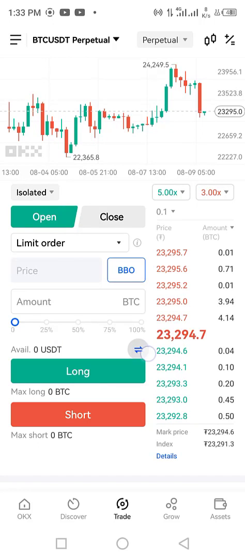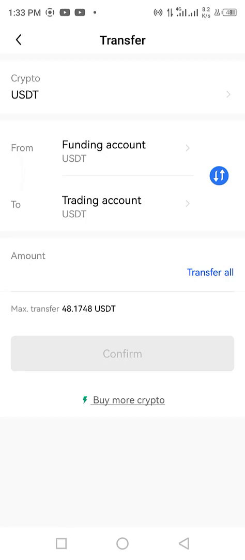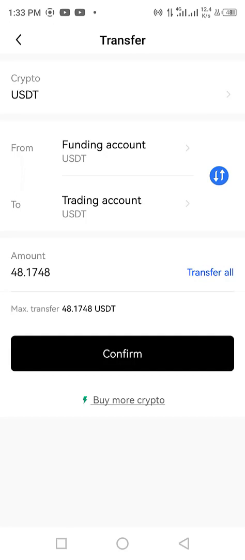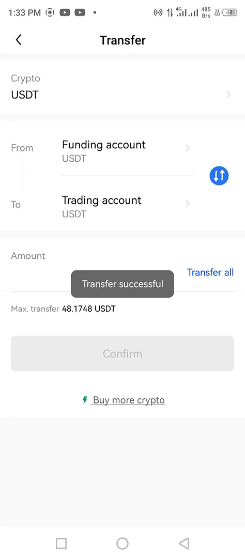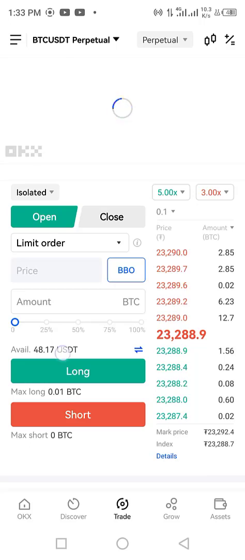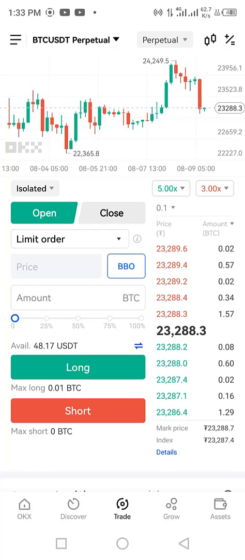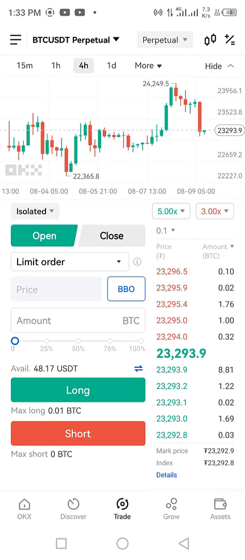All I need to do is to click on this very icon. So if I click on this, it will take me to this very page. For the purpose of this very video, I will transfer this from my funding wallet to my trading account, and I will click confirm. Once I click confirm, then it will reflect right here. If you look at it at this very point, I now have this amount of USDT in my account, which is 48.17 USDT. I can then use this to trade on the futures market on OKX platform.